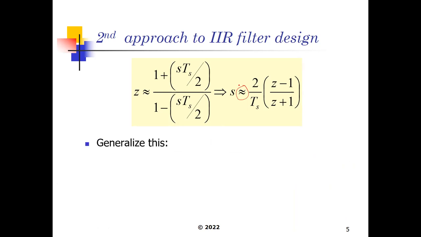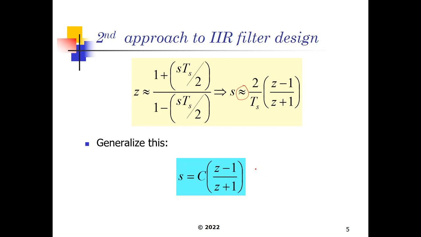So what we do is that we say we generalize this and we let S equal to some constant C times (Z minus 1) over (Z plus 1). The constant, of course, takes into account whatever is required to make this go from an approximation to a full equal. Okay? So everybody following so far? Right? We take the expansion for e to the ST, we break it up into a numerator and a denominator, and then we expand each with the first order Maclaurin expansion, and then simplify.